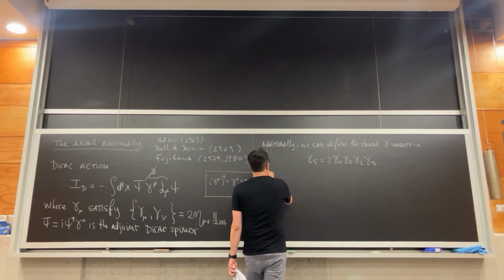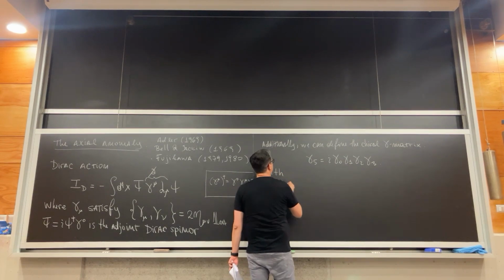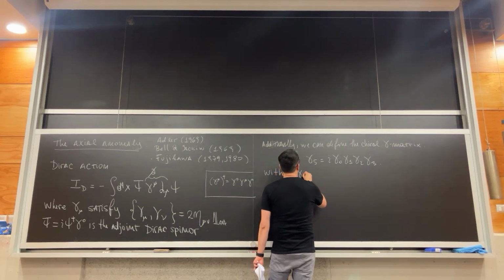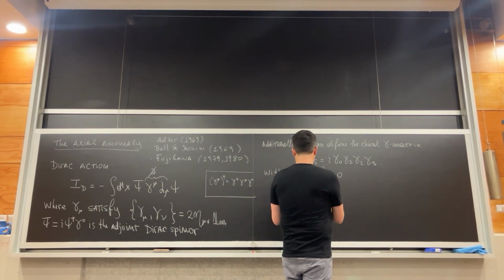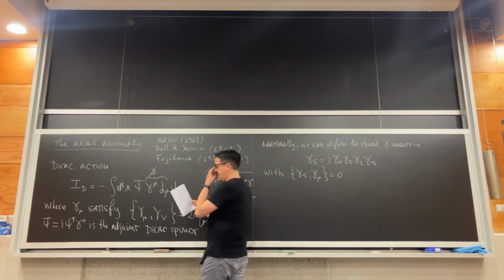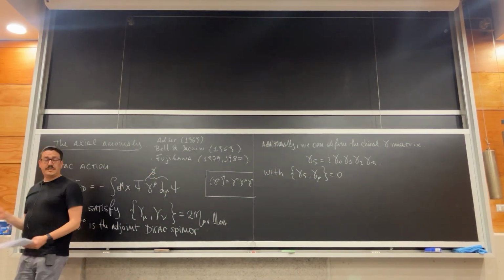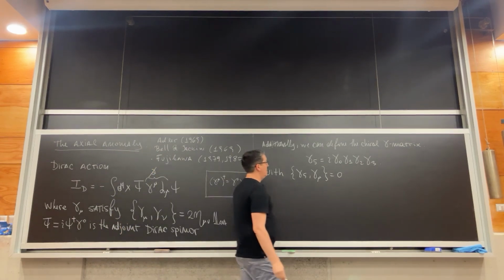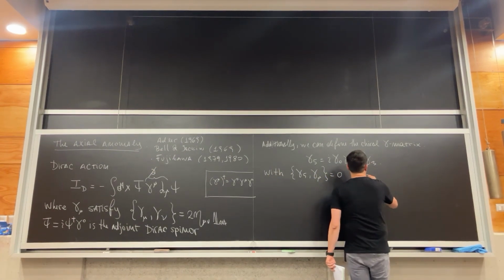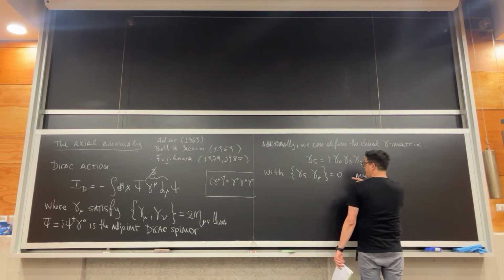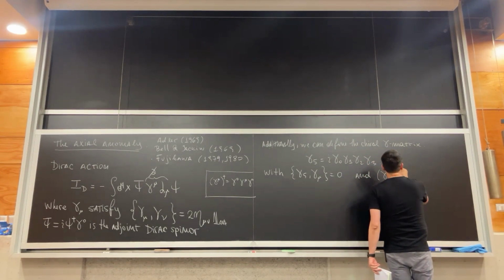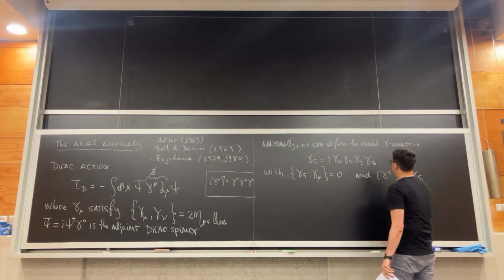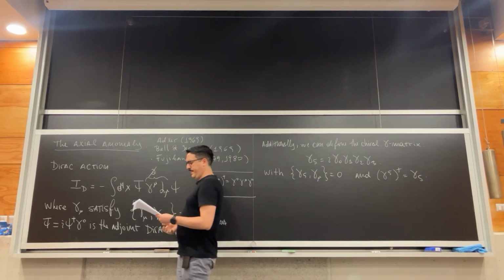So we have this property. And what else? And it is Hermitian. So if you take the dagger, this will give you exactly the same matrix, okay?